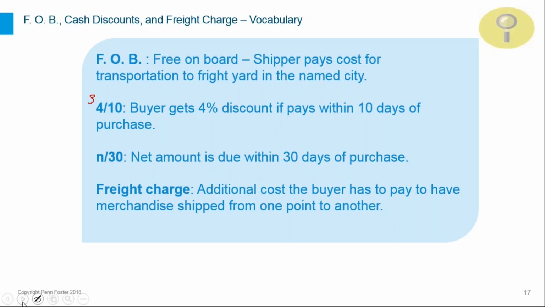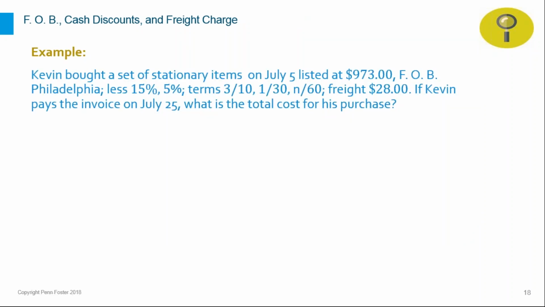So let's see what we can do if we have a problem like that. How can we use those in math to find out the cost or the selling price? Kevin bought a set of stationery items on July 5th, listed at $973. Listed at means the tag price.